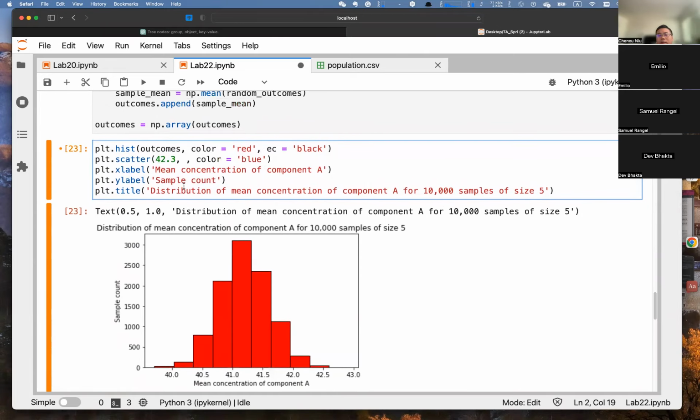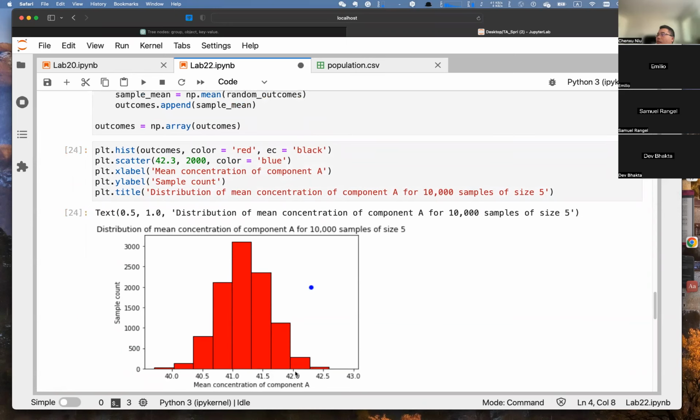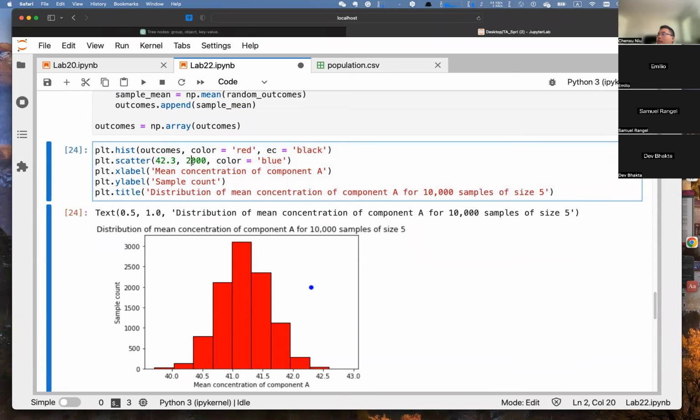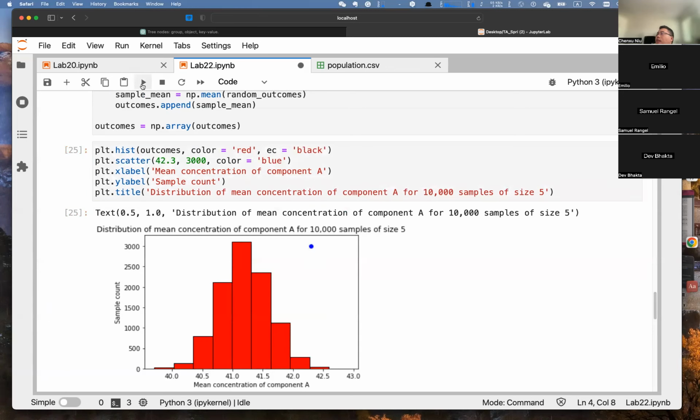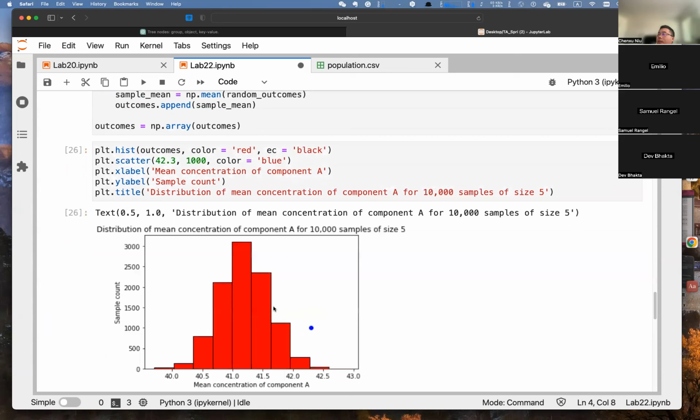Negative 60 is not important. So perhaps you can set 2000, then check out. So here's a blue dot. The x-axis would be 42.3 and the y would be 2000 or even 3000 or 1000. It doesn't matter, just a dot. We want to compare it with the histograms of your experimental results.